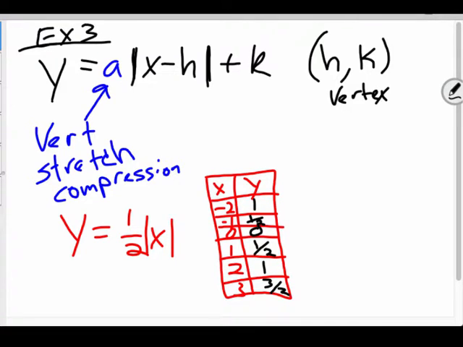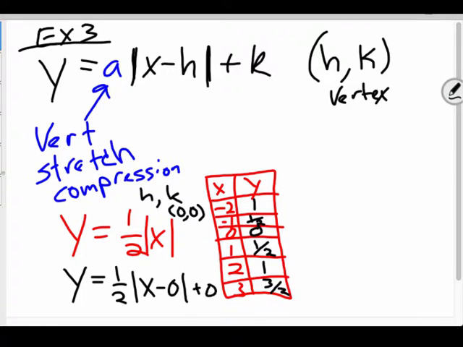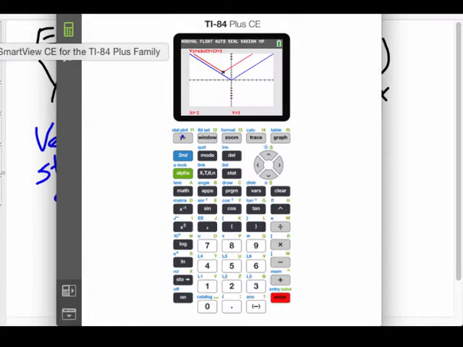Okay? Now notice that my h comma k is non-existent, so my vertex actually occurs at 0, 0, right? This is the same as y is equal to 1/2 |x minus 0| plus 0, right? Do you guys see that? So the only thing I changed is the y values. Now let me show you what that looks like on the graphing calculator.